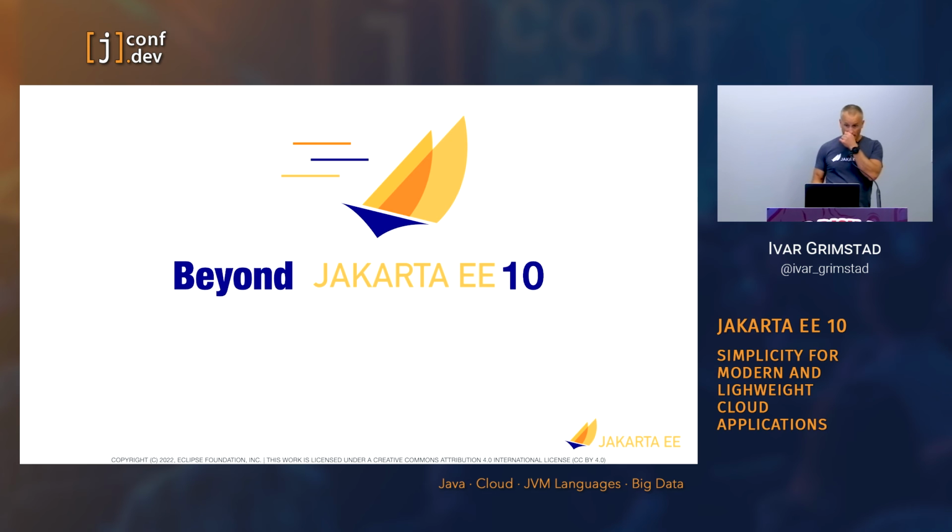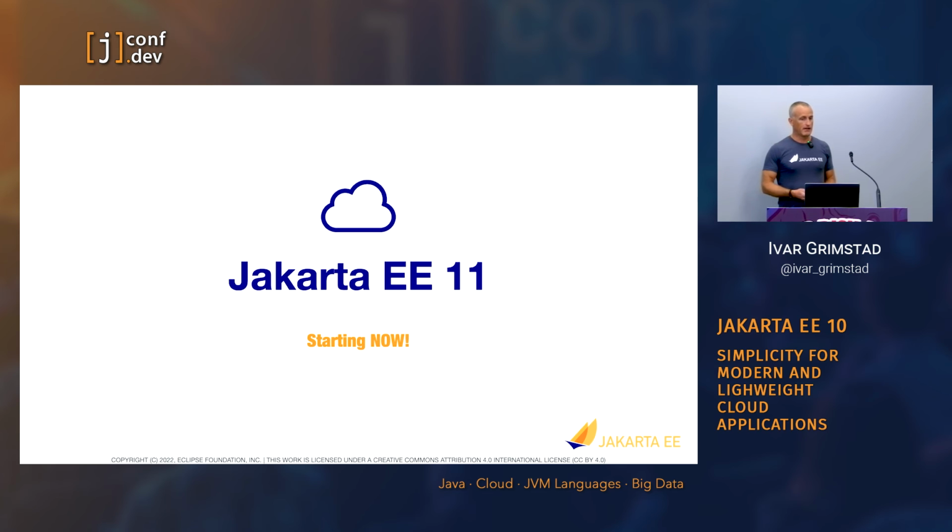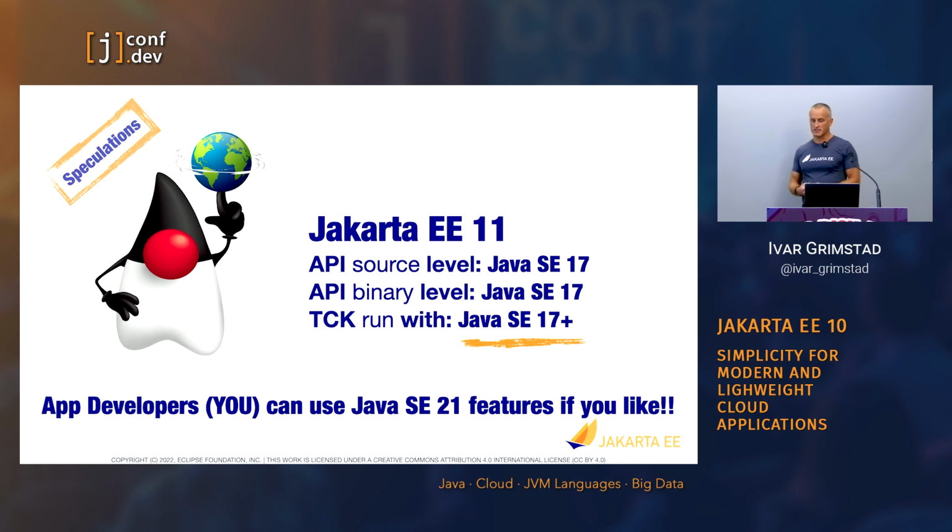Let's spend a couple of minutes looking beyond 10, because now, let's face it, 10 is old stuff. That's last week. We're now looking at 11. And 11, the work there has already started. We're looking at the goals and what to do with 11. And some of the things we are discussing right now is, should we raise the Java SE level? Should we say that Java 17 is required and allow all APIs to use whatever 17 features you want? That makes sense in the APIs. In the implementations, we can already use it.